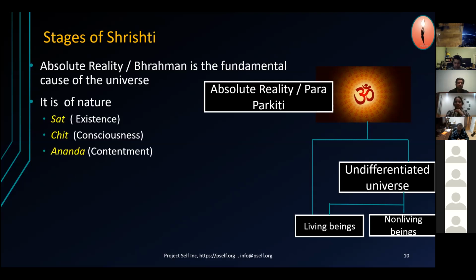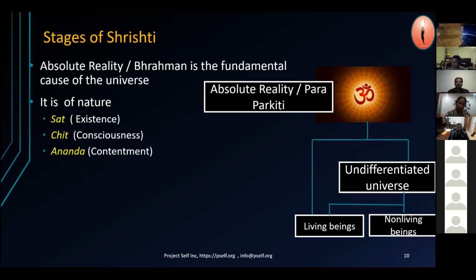Reference: Mandukya Upanishad. Rajesh, this undifferentiated universe, other than apara prakriti, do we have any other names? Avyakta. Vyakta. So basically, there are two stages. From para prakriti we get this apara prakriti, and from that we get all the living beings and all the matter.